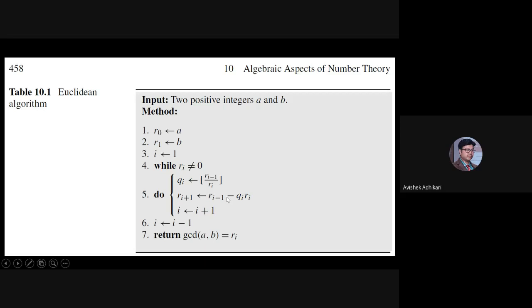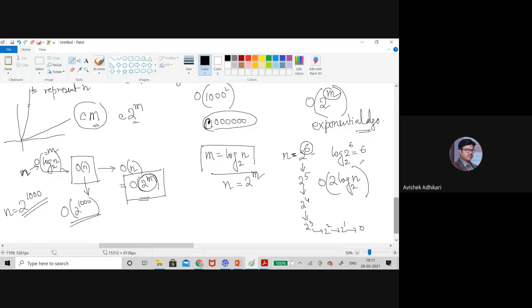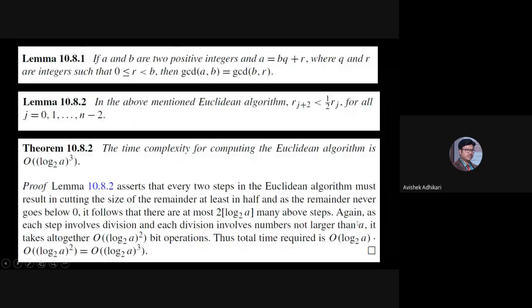Division or subtraction? Quickly. Division. Division is most costlier. So among these two, this will dominate. Okay, and for division, if Ri has some bits and Ri minus 1 has some bits, then for this it will have at most how many?